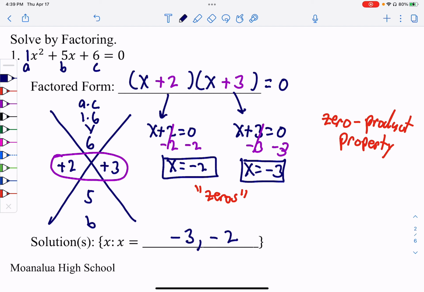So that's solving by factoring, right? Just factor first. So two things that we know how to do. We're just doing factoring first, and then the zero product property after that.